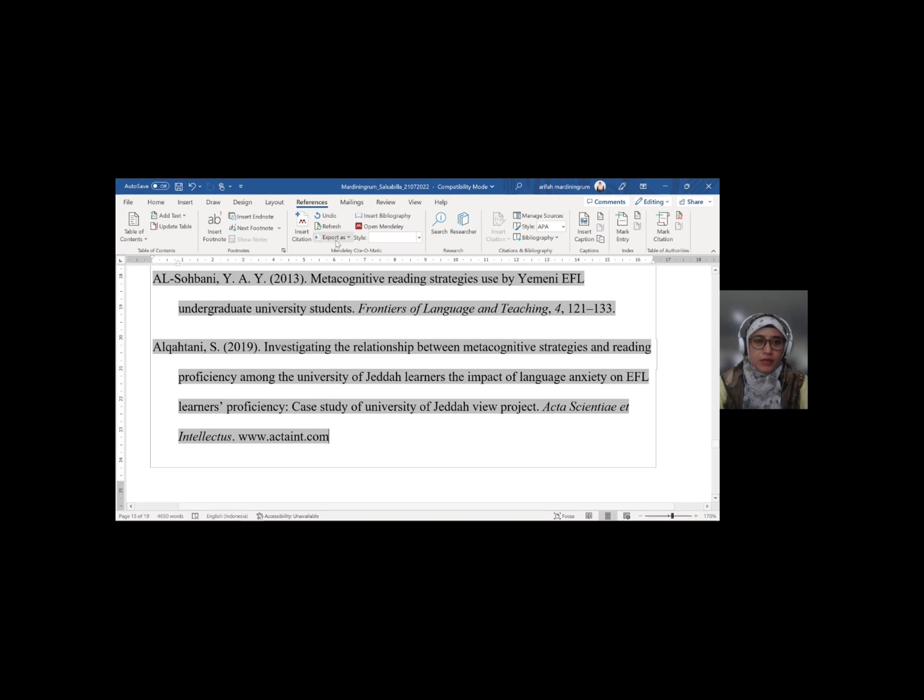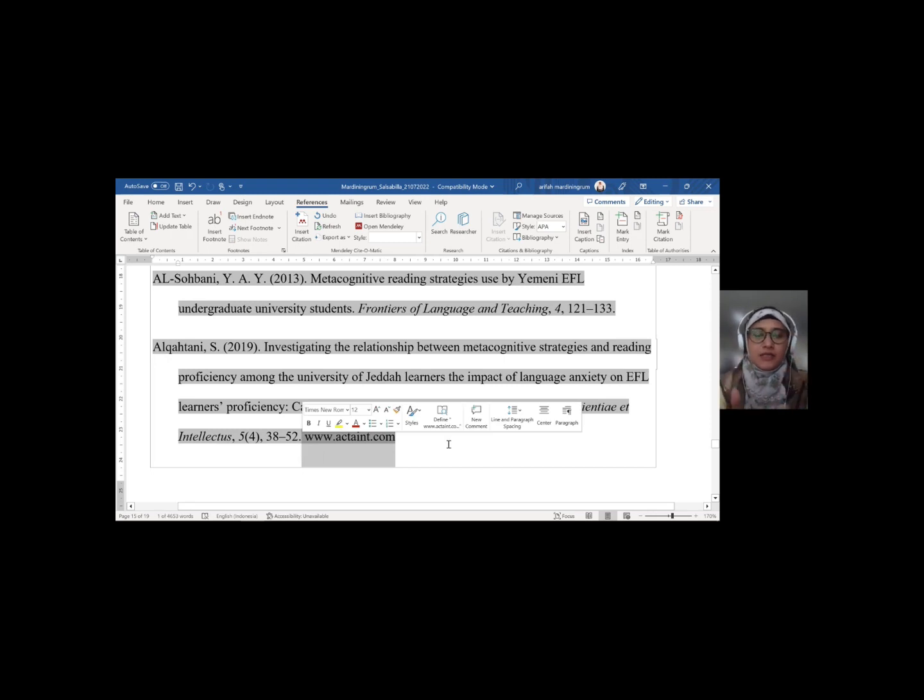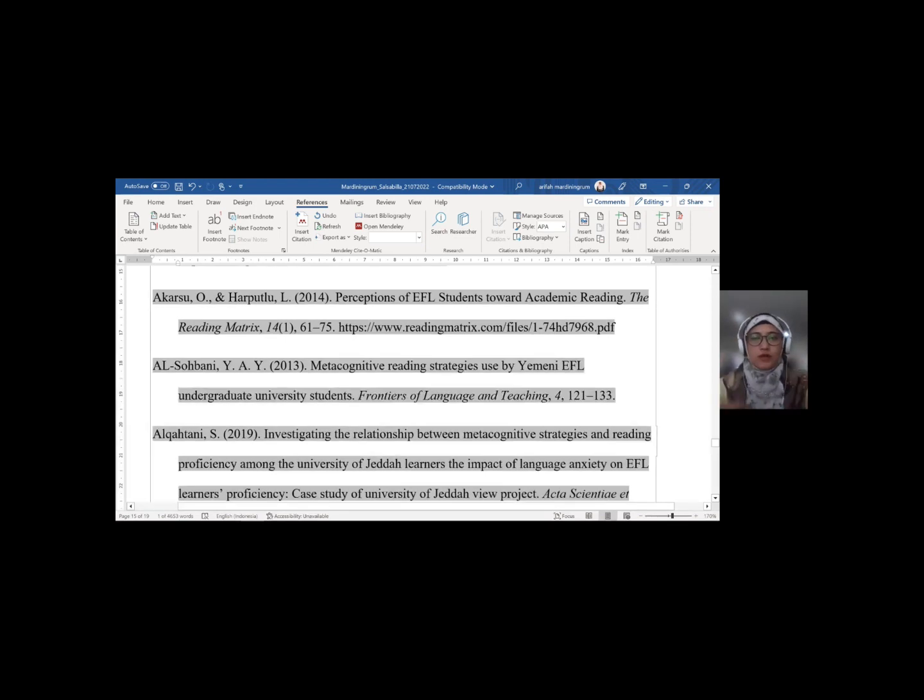Okay. Now let's just refresh. As you can see here, it changes. The title that was in italic now is not in italic. And then we have the journal name in italic. We have the volume, we have the number, we have the page, and we also have the URL. Now this entry is fine. And then we go on and we go on.